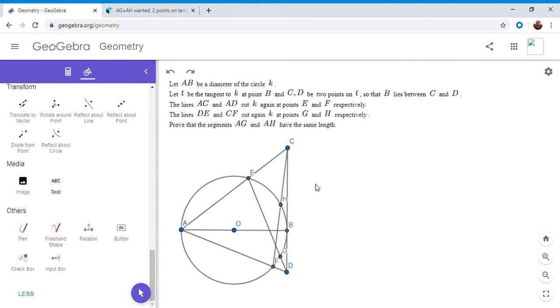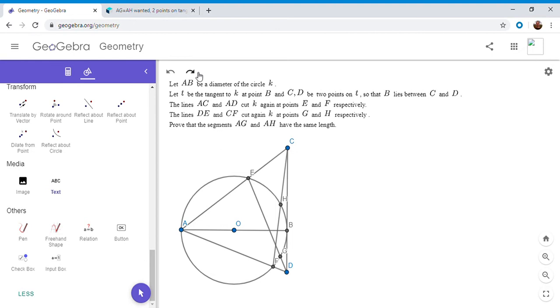So we're working in reverse. But if you can show that EFDC is cyclic, then that would solve the problem. So that's my thought process behind it. Now I'm going to write up the proof going forward. We want to show that EFDC is cyclic.